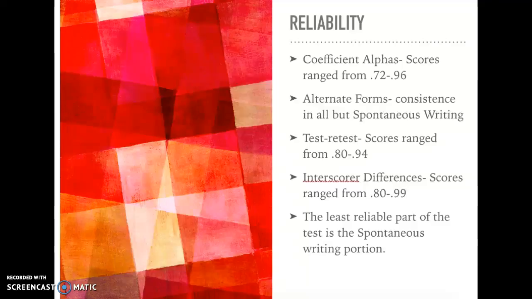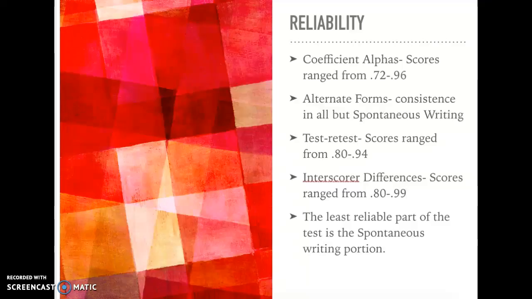The alternate form showed consistency in all but the spontaneous writing composite score. Test-retest values were primarily in the acceptable range, which was 0.80 to 0.94. Interscorer differences fell within acceptable ranges as well, which was 0.80 to 0.99. The test is primarily a reliable test.